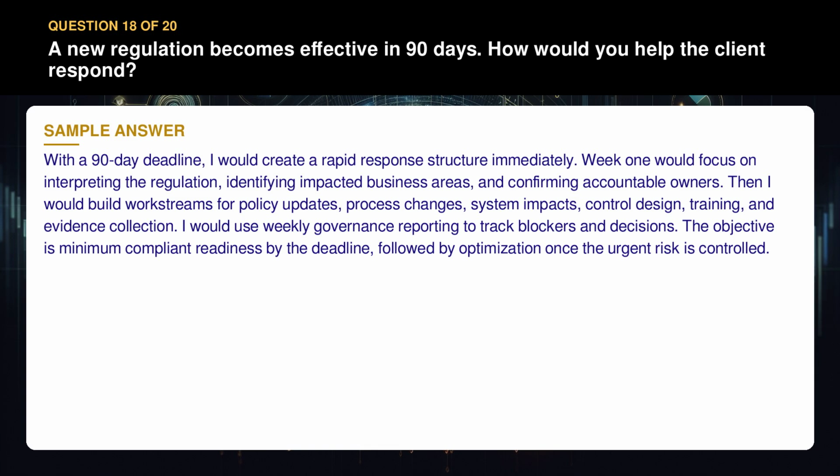With a 90-day deadline, I would create a rapid response structure immediately. Week 1 would focus on interpreting the regulation, identifying impacted business areas, and confirming accountable owners. Then I would build work streams for policy updates, process changes, system impacts, control design, training, and evidence collection. I would use weekly governance reporting to track blockers and decisions. The objective is minimum compliant readiness by the deadline, followed by optimization once the urgent risk is controlled.